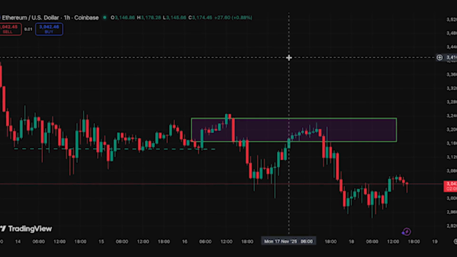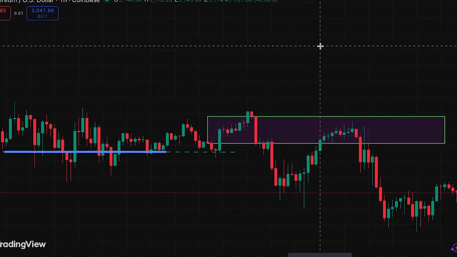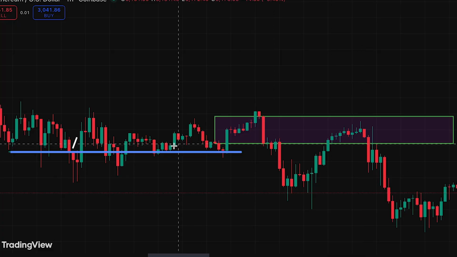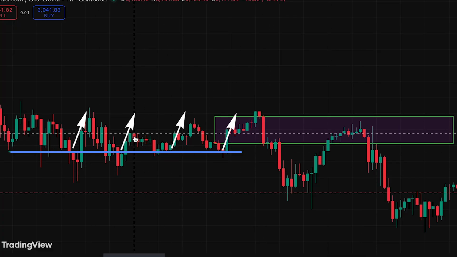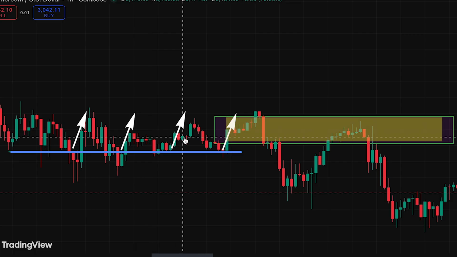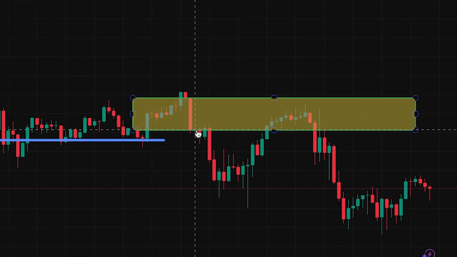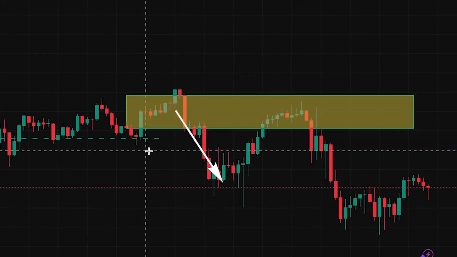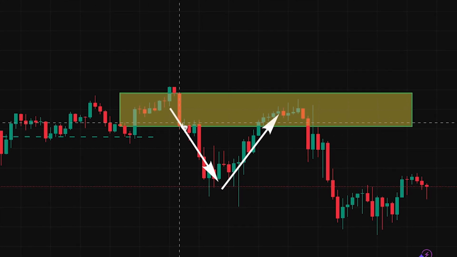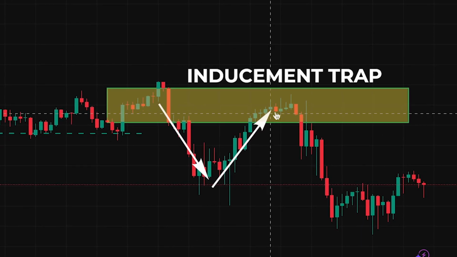The second point, the inducement trap. This idea works against crowd psychology. Imagine a small support zone forms, several consecutive bounces, everyone sees it. Everyone believes price will bounce again, but below, it hides the real order block where big players are preparing to enter. The crowd buys at support, and price suddenly breaks it, triggers their stops, and only then reverses upward from the order block zone. That's why this is called an inducement trap, a trap for those trading obvious levels.